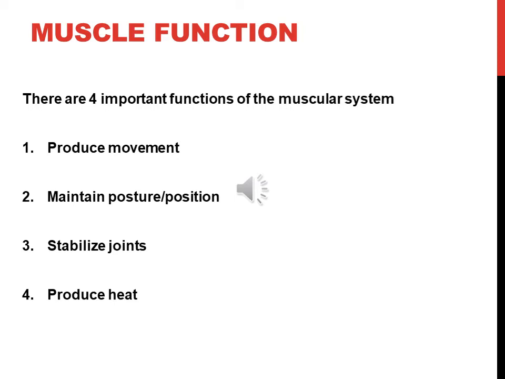We work to maintain posture and position. So your skeletal muscle is functioning almost continuously in order to counteract the pull of gravity and stabilizing joints. So the muscle is going to pull on bones to cause movement while strengthening and stabilizing those joints. And then for heat production, we generate heat as muscle contracts. Therefore, this producing heat piece helps to maintain our normal body temperature.